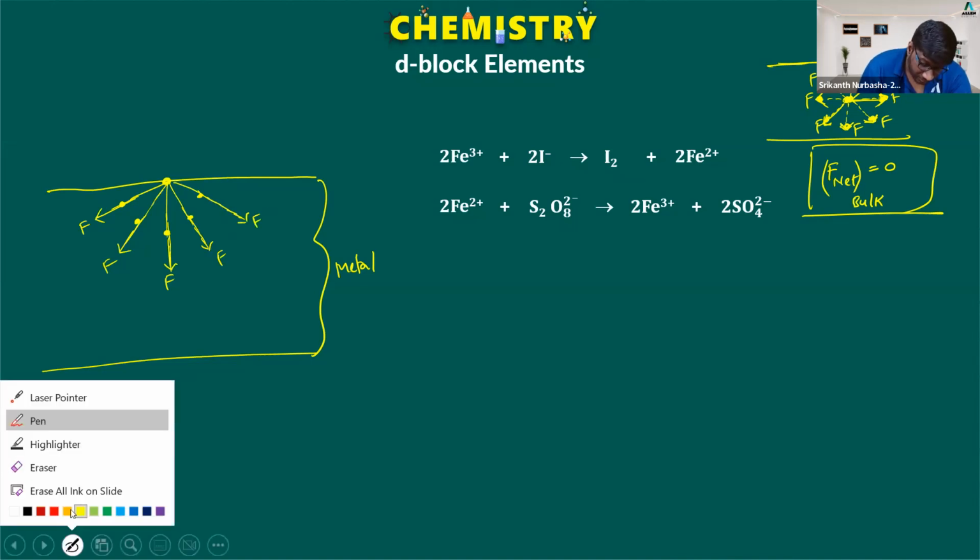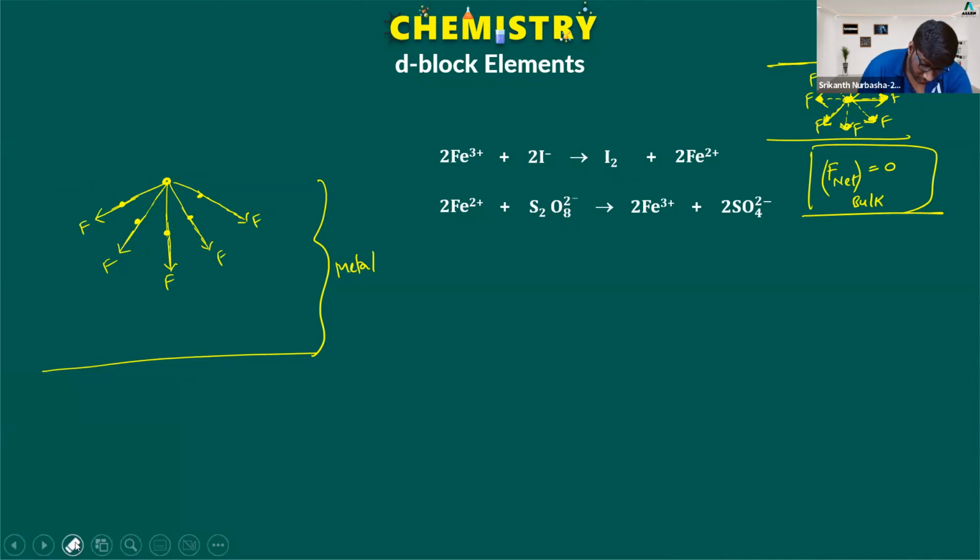Let us say this atom with respect to the surface is making an angle theta 1, and this atom is making an angle theta 2. Since the symmetry is there, we have another atom here which is making an angle theta 1. We have another atom here which is making an angle theta 2.